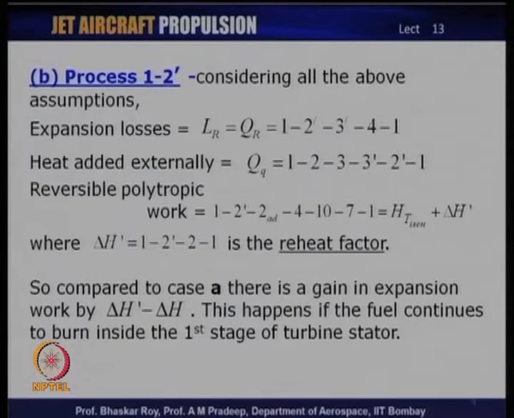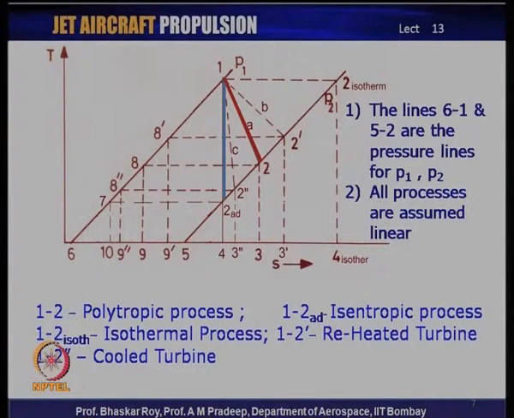Now, let us take a look at the process B, which is 1 to 2 prime. We continue with the assumption that we had made earlier, and we can say that the expansion losses, which we now call capital L, are also equal to Q R, that is the internal heat that is added to the system, and this would be 1, 2 prime, 3 prime, 4, 1. So, if we go back to the diagram, it is 1 2 prime 3 prime 4 1.